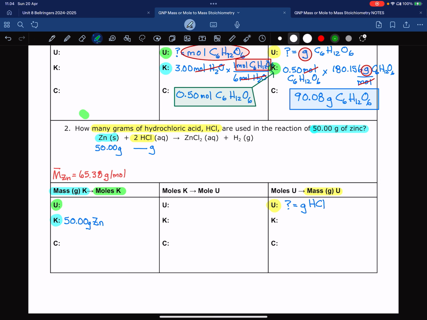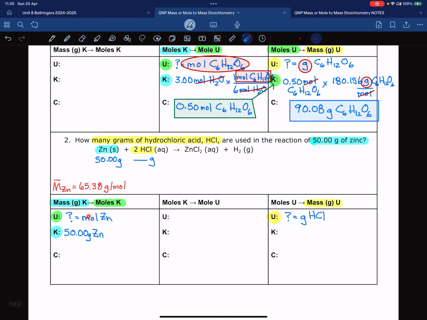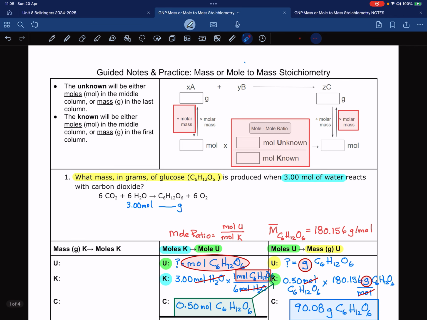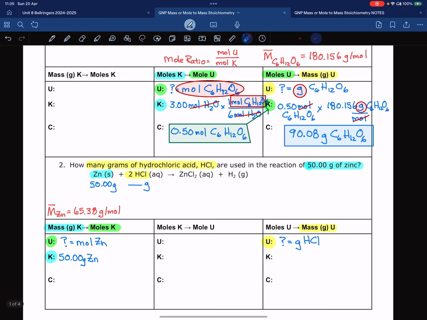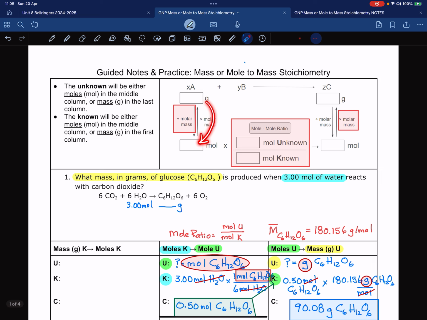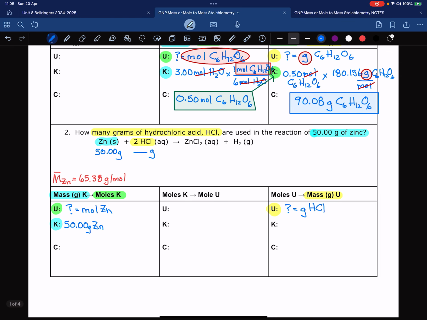So we're going to identify moles of the known as our sort of interim. So what am I looking for? I'm looking for moles of the known. What is the known? Zinc. How do I get that? I'm going from grams to moles. Apologies, going from grams to moles. Doing that, I'm moving that direction. That is divide by molar mass. So I'm going to divide this by 65.38 grams per mole of zinc.